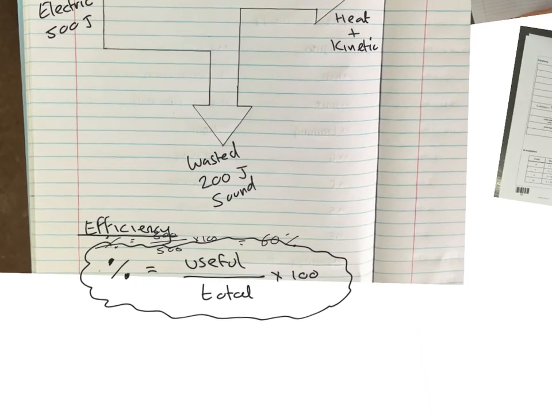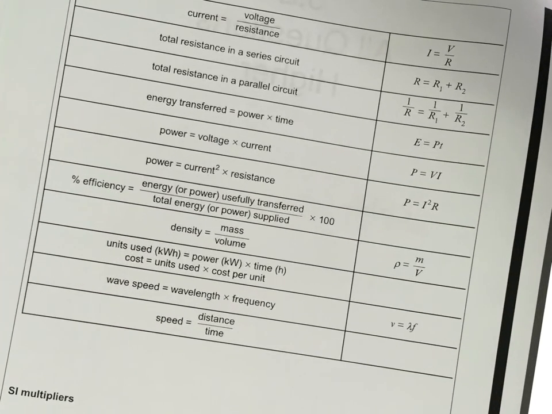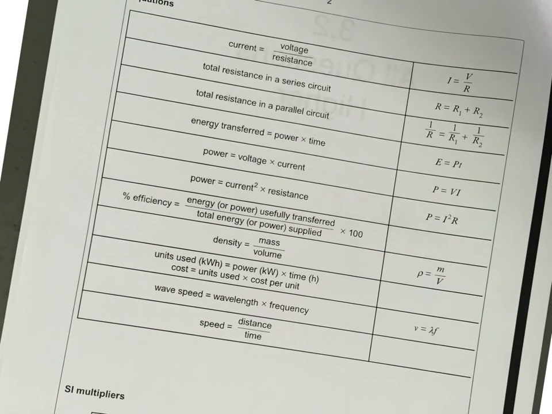Then we'll do efficiency. There's the efficiency equation. Percentage equals useful over total times 100. This is also going to be found in the front of your exam papers. There it is, look, efficiency equals useful energy over total times 100.